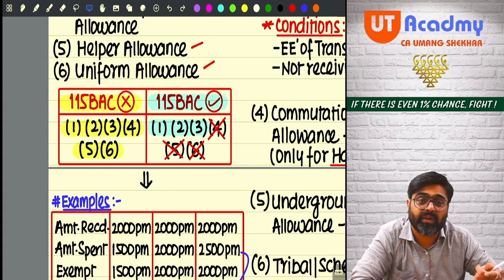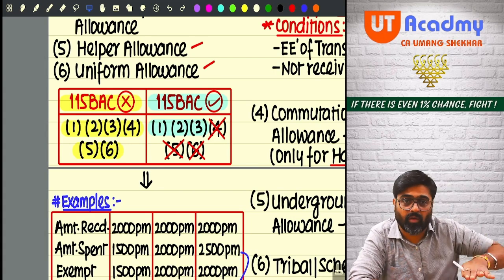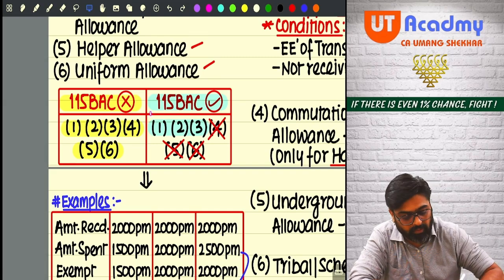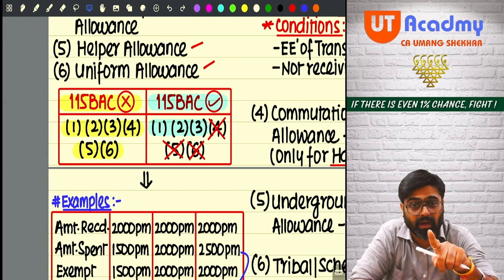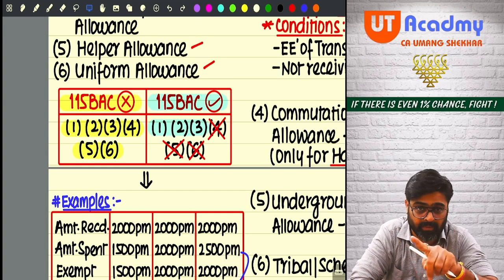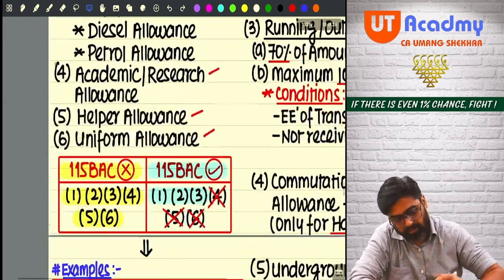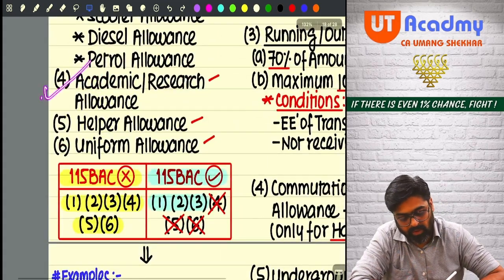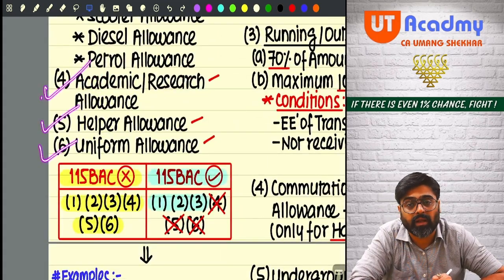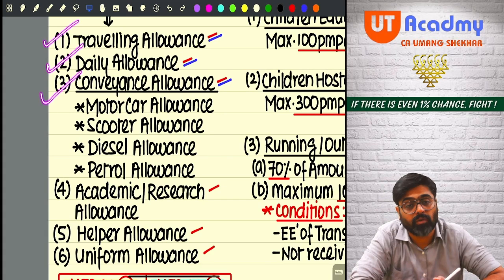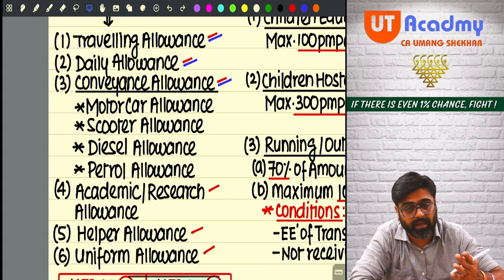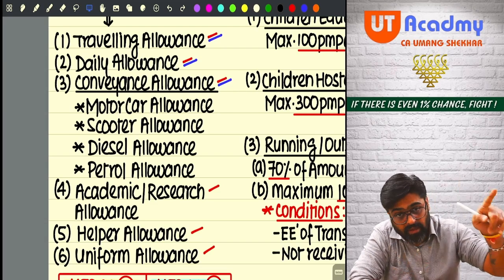But if you are not shifting out of 115BAC, you are staying in 115BAC, meaning you are following 115BAC, then only the first 3 allowances will be exempt. The other 3 allowances will not be exempt, they will be taxable. Meaning that academic or research allowance will be fully taxable, helper allowance will be fully taxable, and uniform allowance will be fully taxable. But the first 3 allowances, traveling allowance, daily allowance, and conveyance allowance will be exempt on the basis of amount spent under 115BAC also.